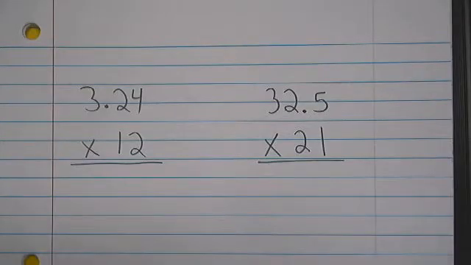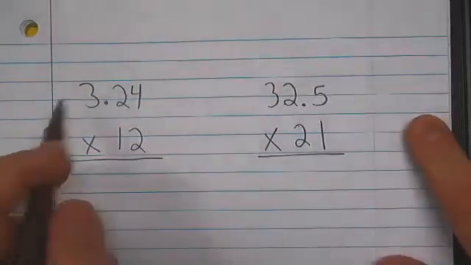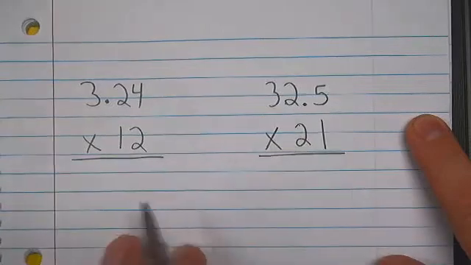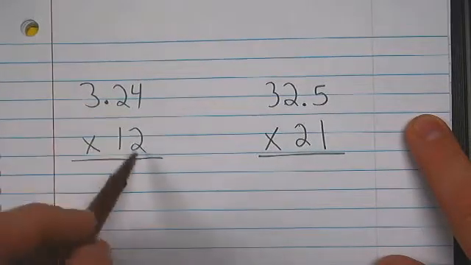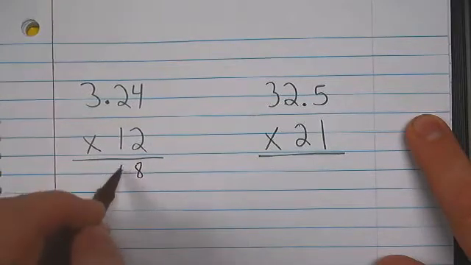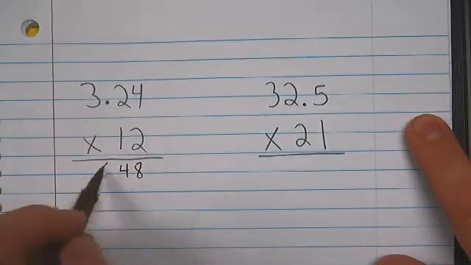All right, we're going to be doing some decimal multiplication with 3-digit by 2-digit, where we have two decimal numbers. So we are going to multiply 2 times 4 first, which is 8. 2 times 2 is 4, and 2 times 3 is 6.